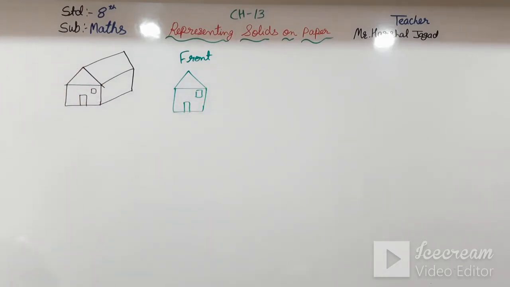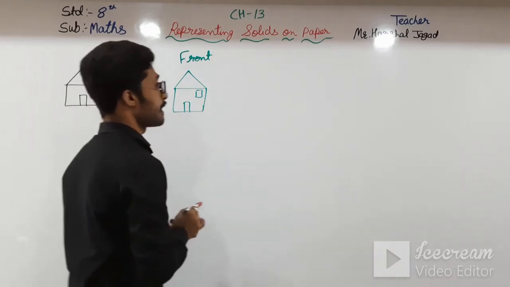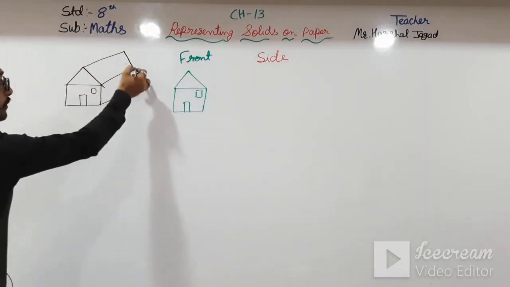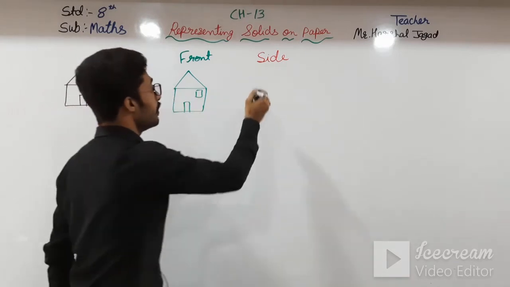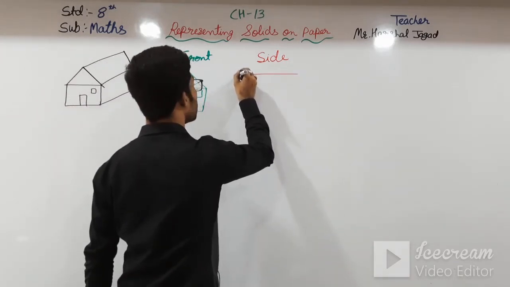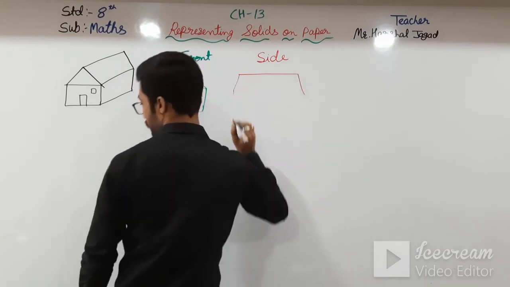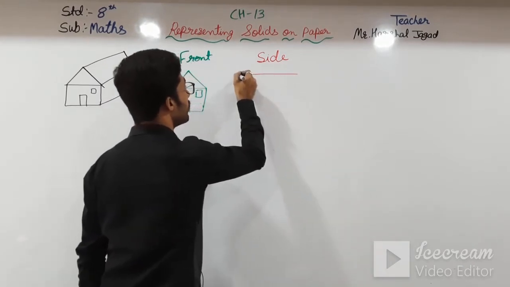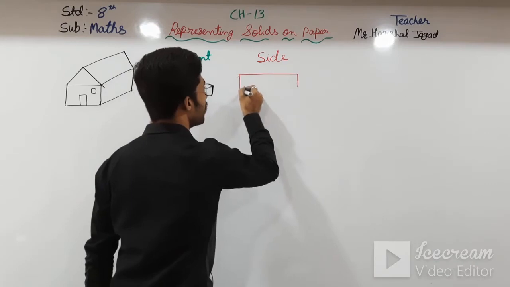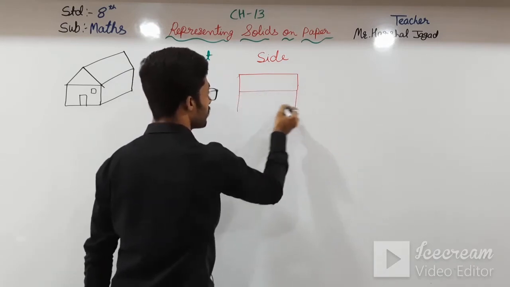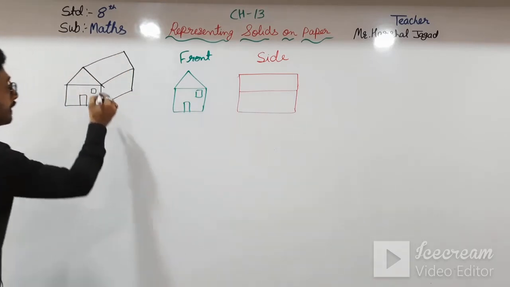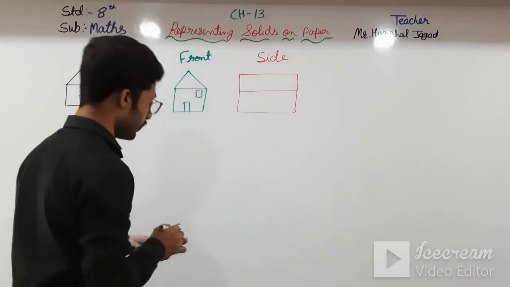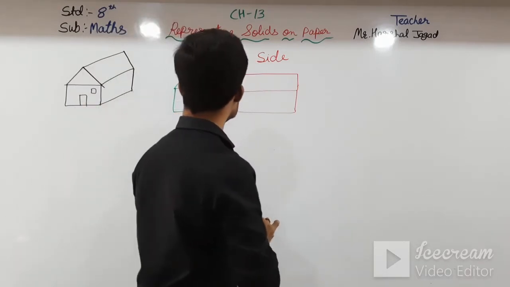And then after they have told us the side view, so this is the side view. You can see, students, this is the side view. So from side you can just see like this. Okay, this will be the straight line only. So this is the side view. And then comes top view, means we can see this from the top.